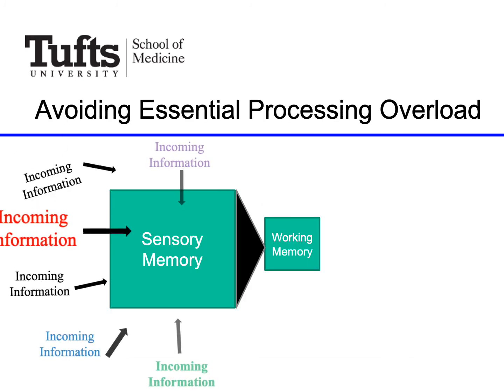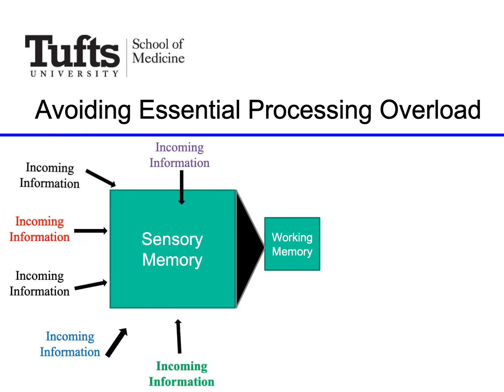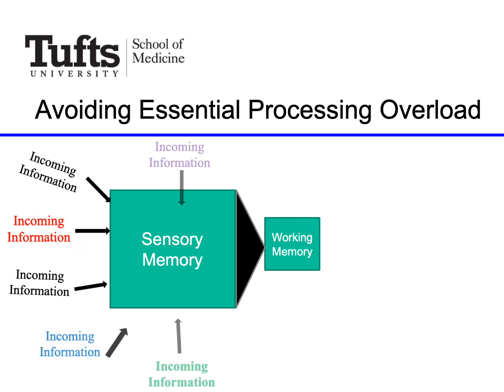Now, the next concept I want to talk about is avoiding essential processing overload. There are some rules for minimizing cognitive overload of learners. Essential processing overload is the term used when the cognitive processing of the basic material is so demanding that learners have little or no remaining cognitive capacity to actually think about the material itself.